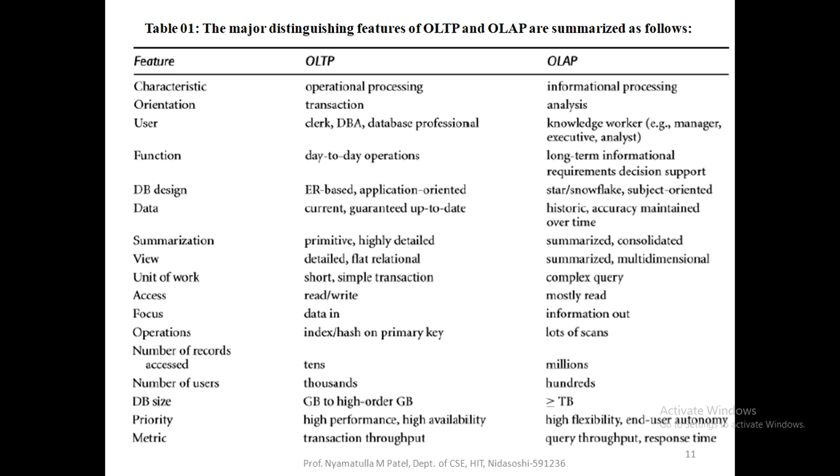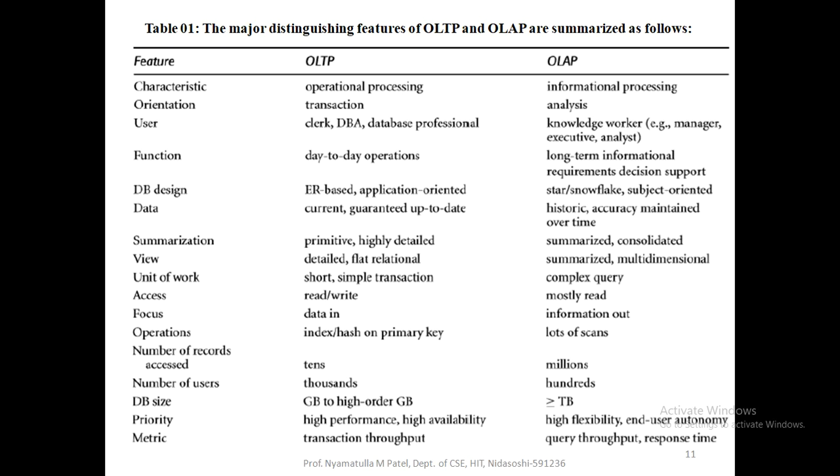Database design. How is the database designed in an OLTP system? In an OLTP system, ER based entity relationship diagrams are used, application oriented, with current, guaranteed up to date type of design. Whereas, the database design in an OLAP system is either a star or snowflake and it is subject oriented. What is a star and snowflake database design? We will see in the further video lectures in detail. So, understand OLTP is application oriented, whereas OLAP is subject oriented.